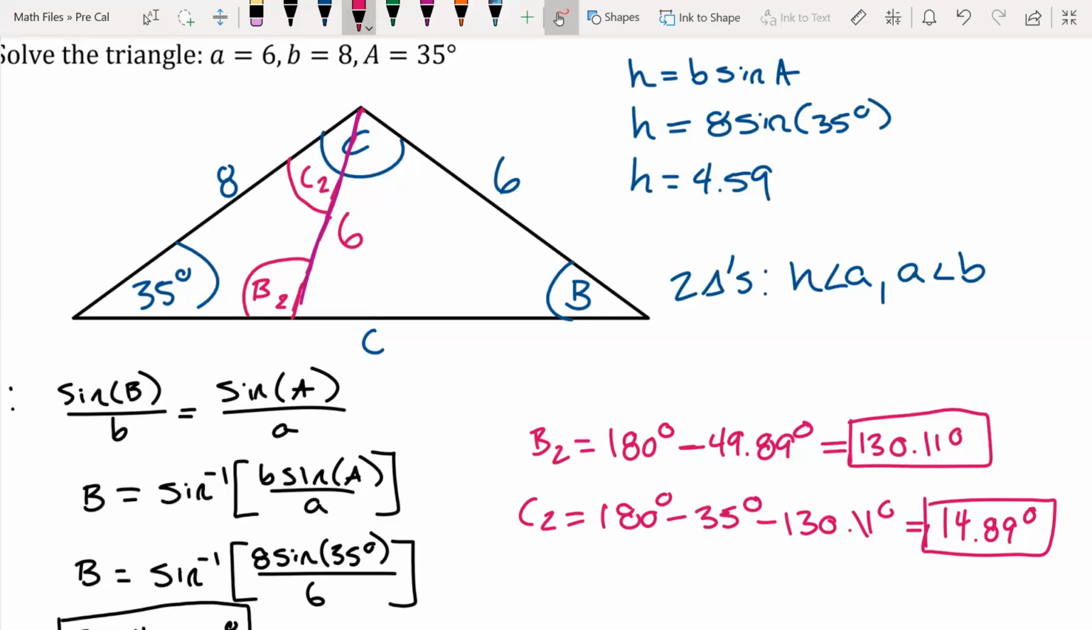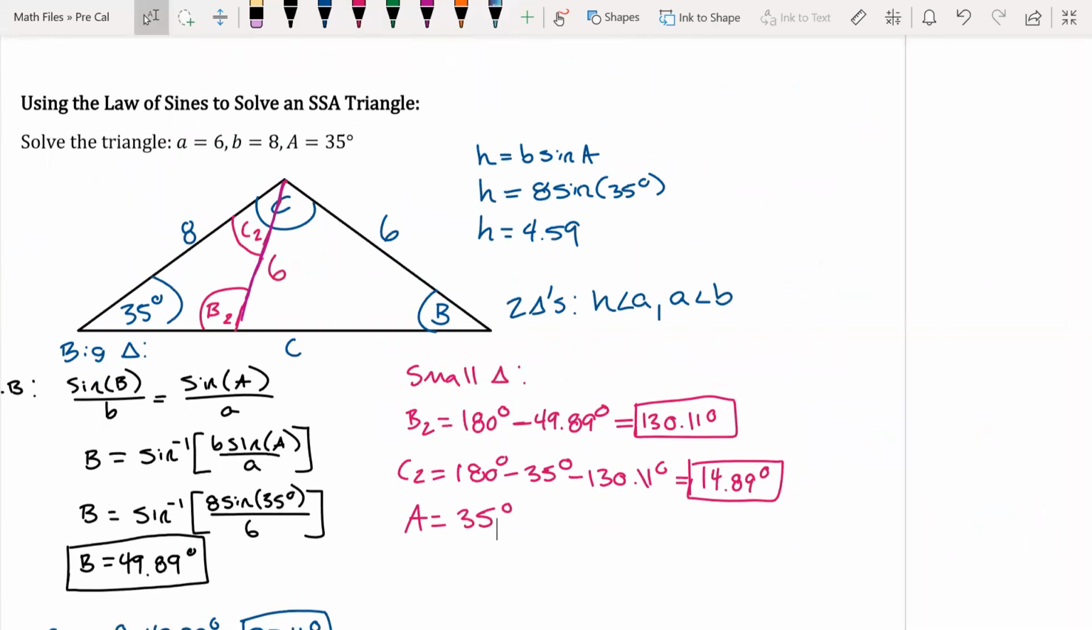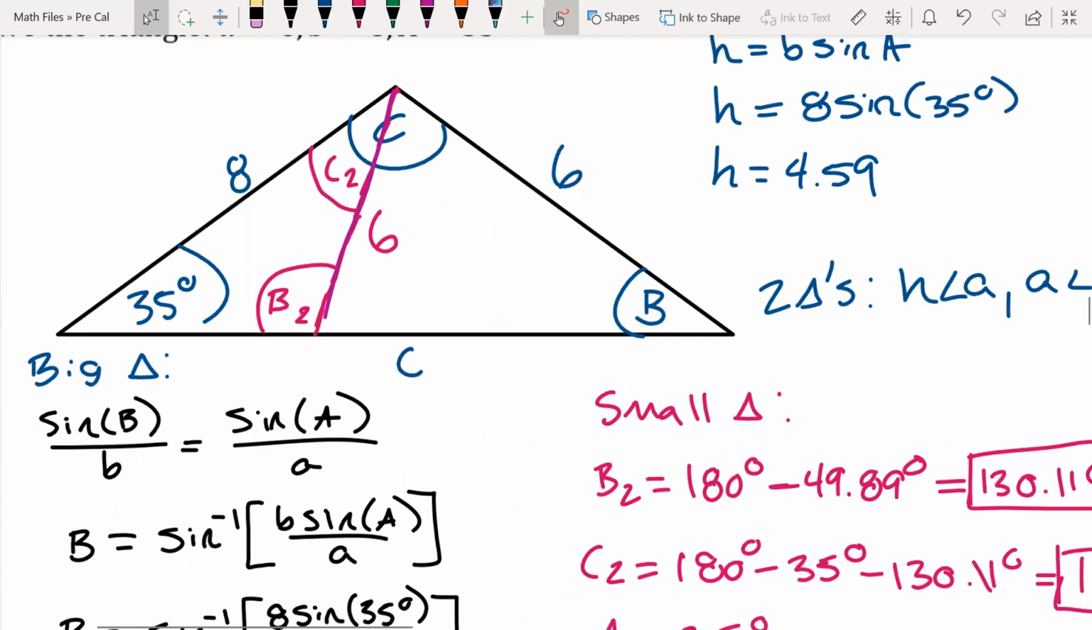We should label this: small triangle, and then big triangle. So we have angle B2, C2, and angle A stays the same at 35 degrees. All we need left is side C2, because everything else stays the same. So this is side C2.